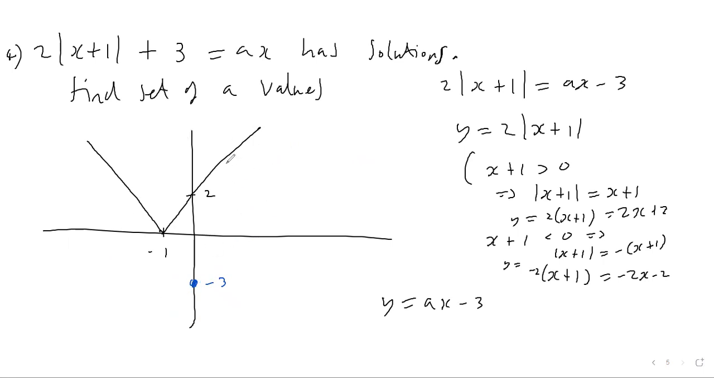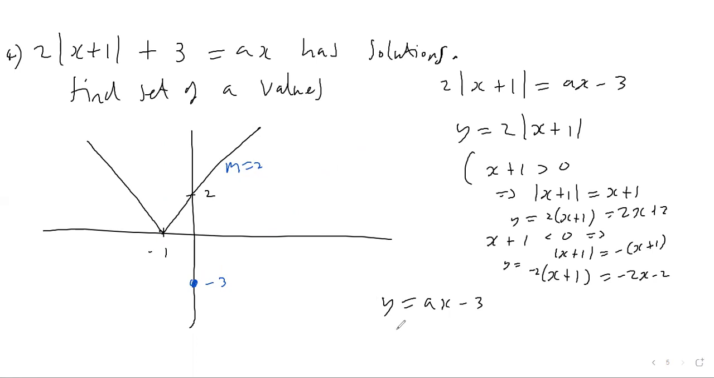Here we've got a gradient of 2. So this positive half, this right-hand side half of this modulus of 2 times modulus of x plus 1 graph, we've got a gradient of 2. Now, if we had an a value of 2 here, so y equals 2x minus 3, this would just be the same gradient, and so it'd be a parallel line. So there would be no intersection point. So we know straight away that a can't be 2.